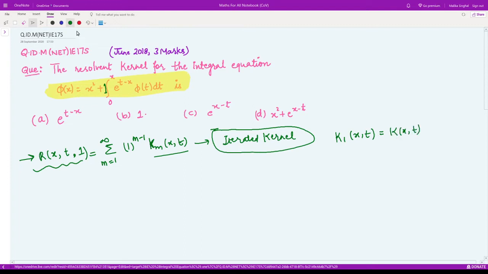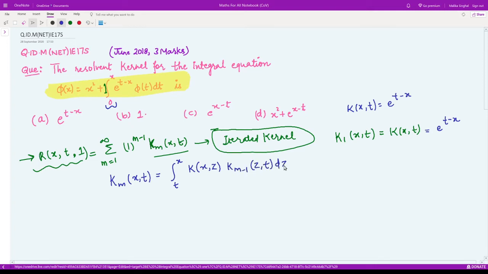And what is the kernel given in our question? K(x,t) is given to be e to the power t minus x, right? So K_1(x,t) becomes e to the power t minus x. And again the mth iterated kernel is calculated by this formula. We have integration from t to x. Why t to x? Because the given equation is a Volterra kind of equation. Then K(x,z), then here it would be K_(m-1)(z,t) dz, right?